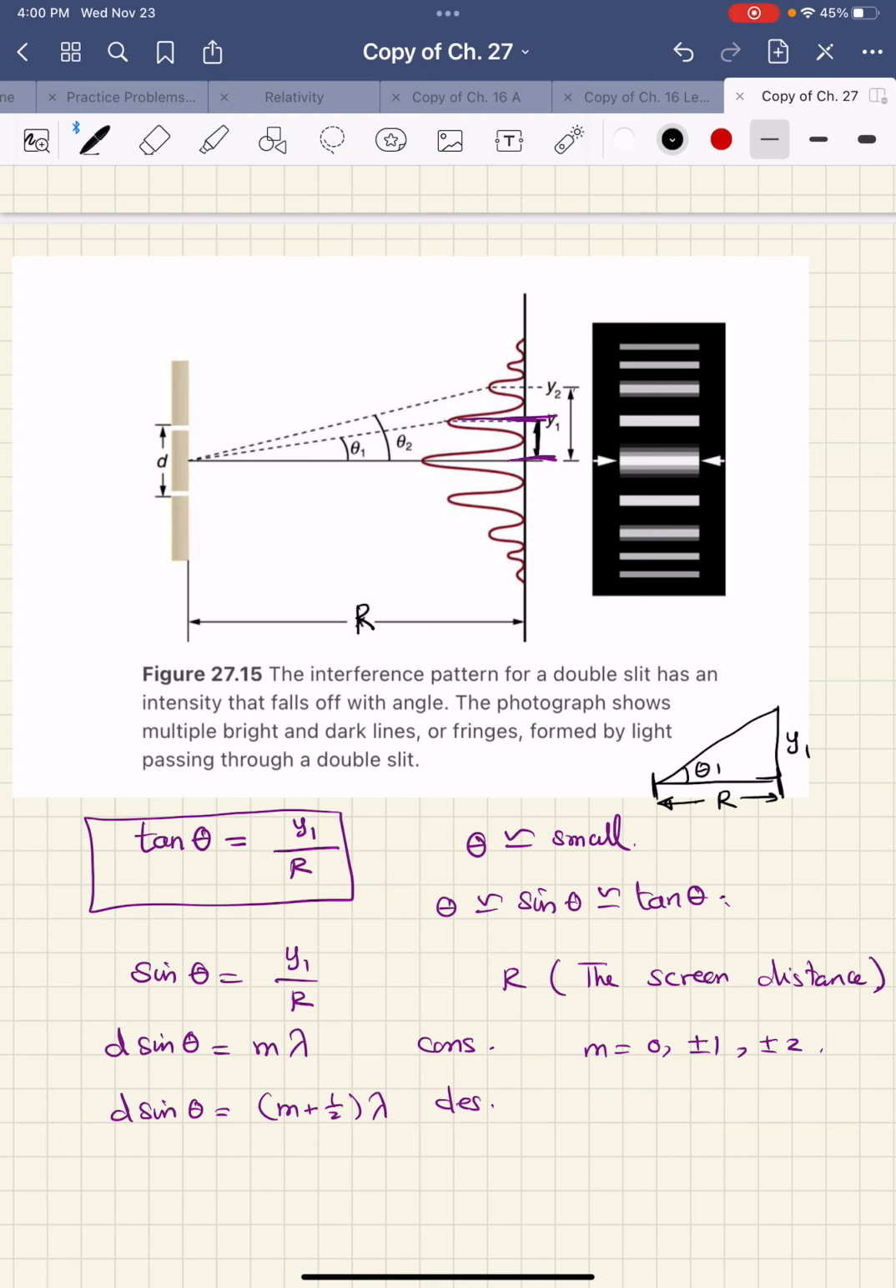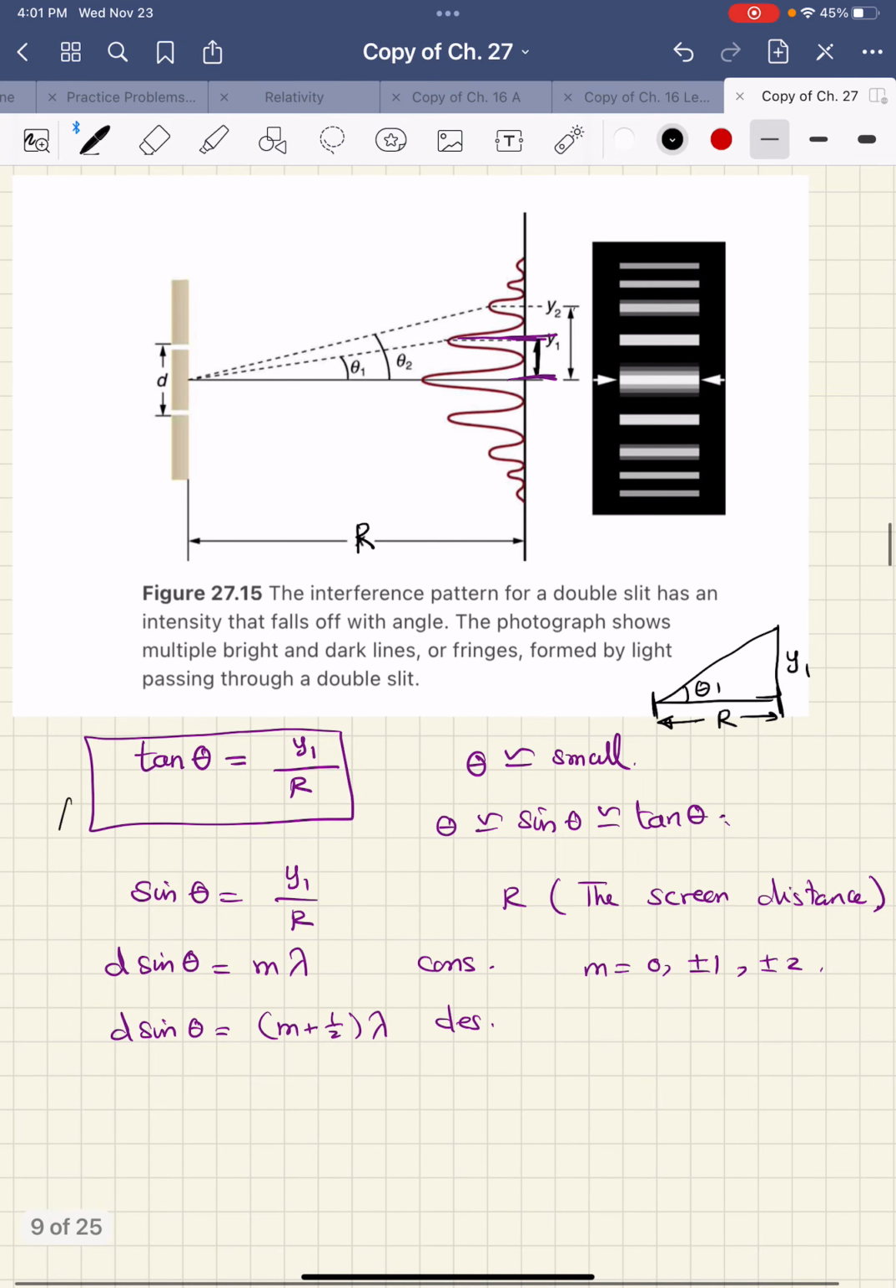You can try it. Enter the angle to be 0.1 and see what is sine, in radians of course, what is sine theta and what is tan theta.